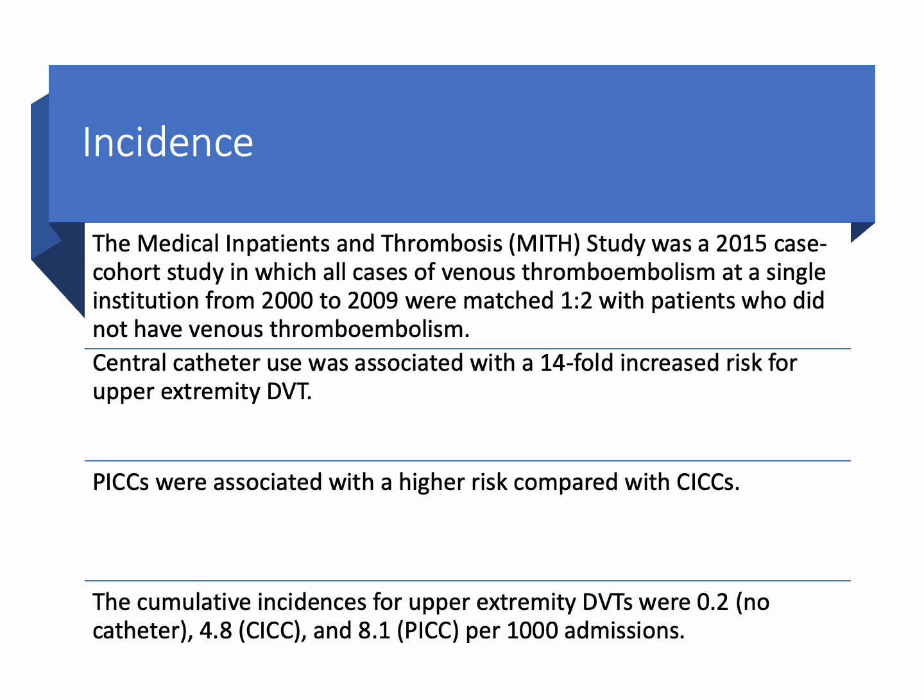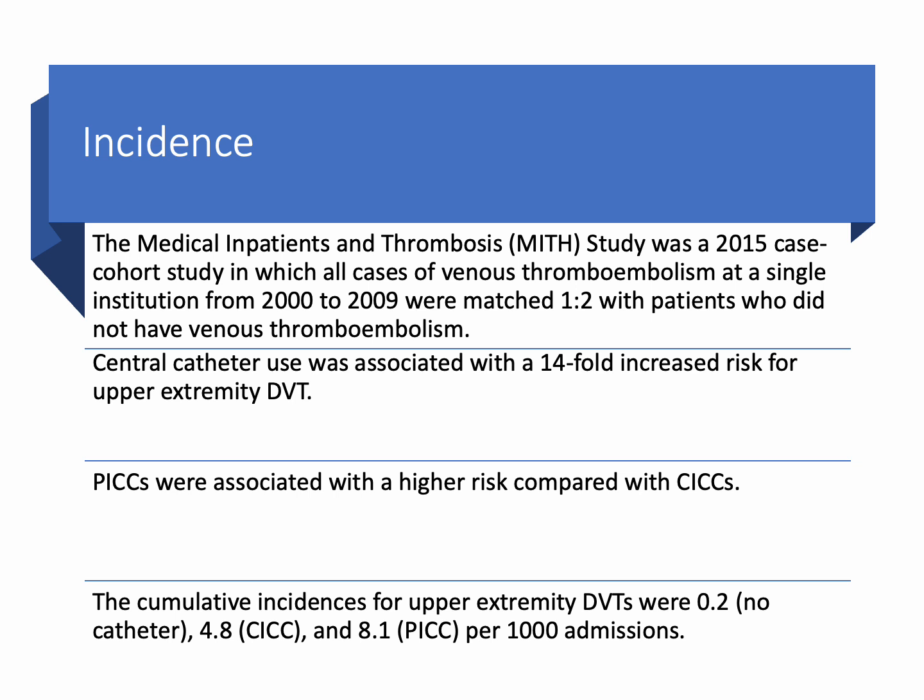The medical inpatient and thrombosis study in 2015 was a case control study in which all cases of venous thromboembolism at a single institution between 2000 and 2009 were matched with patients who did not have venous thromboembolism. Interestingly, central catheter use was associated with a 14-fold increased risk for upper extremity DVT, and PICCs were associated with a higher risk compared to CICCs.